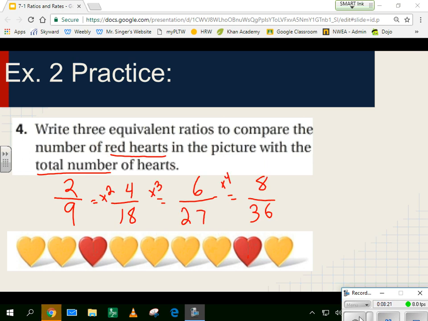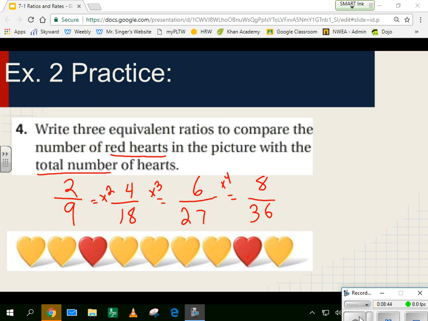So I found the easiest way I could possibly do this. I took 2 to 9 and I multiplied it by 2. I got 4 to 18. I multiply it by 3, so 2 times 3 is 6, 9 times 3 is 27. So I always based it on the original ratio. And then times 4, I got 8 to 36. So hopefully I have something similar. If your numbers are a little different, you can check with me or see how I score your question in the video.